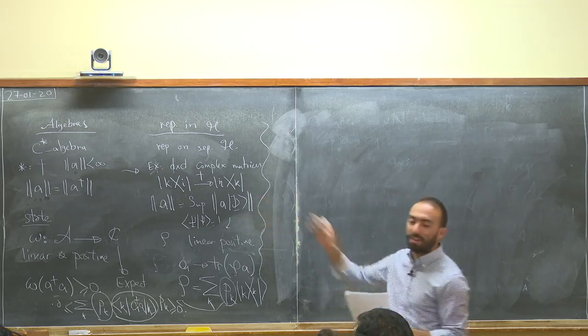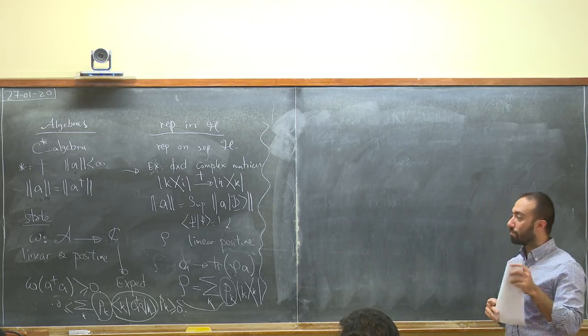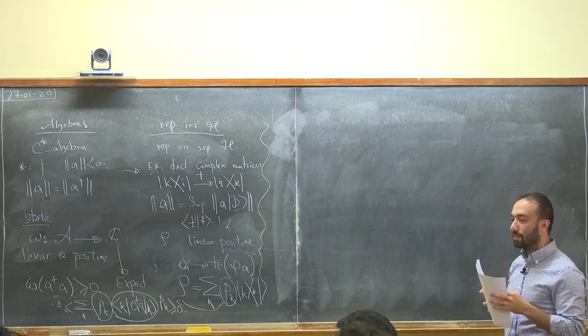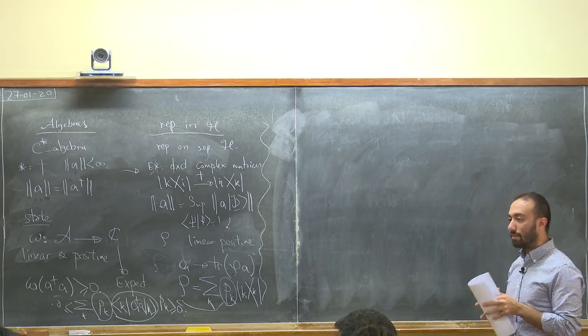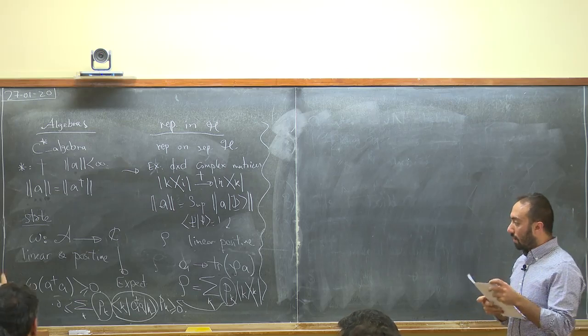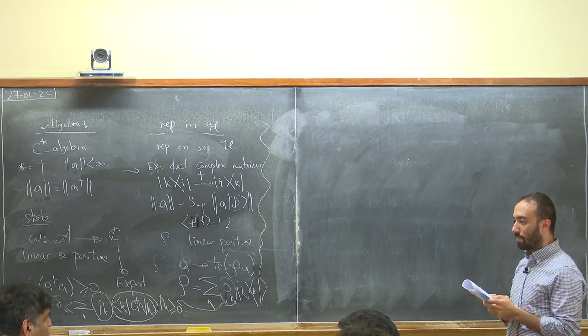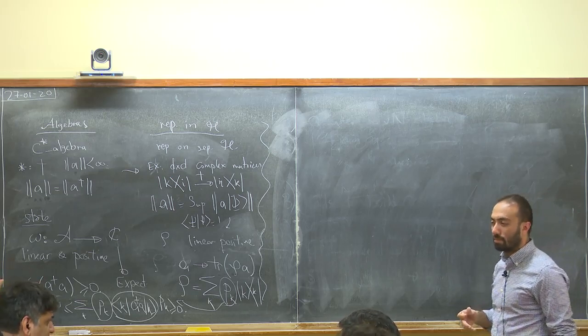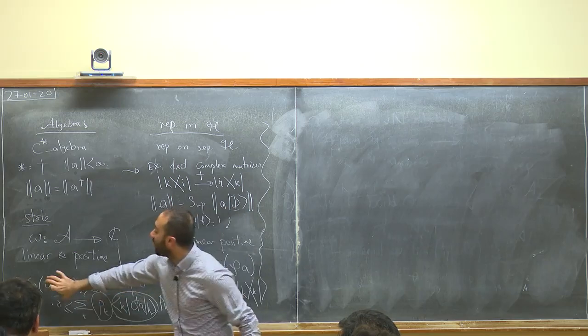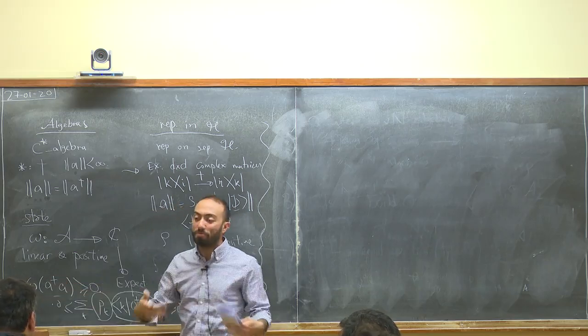Sorry, I should have said this. Actually, I didn't understand. I thought you defined what A dagger was. Now suppose I take an algebraic element A dagger A, and I'm going to define this map as positive as long as omega on any object of the form A dagger A is positive. That's my definition.